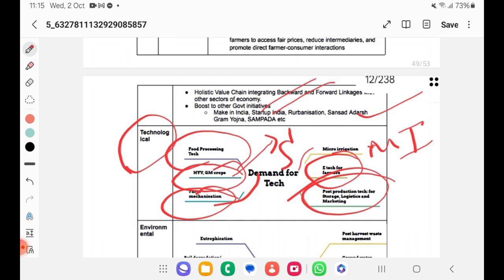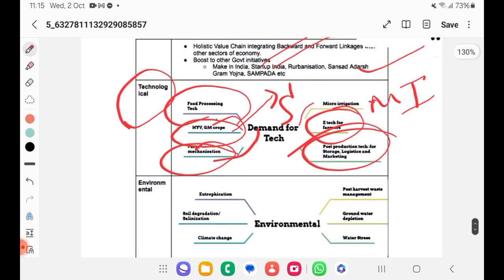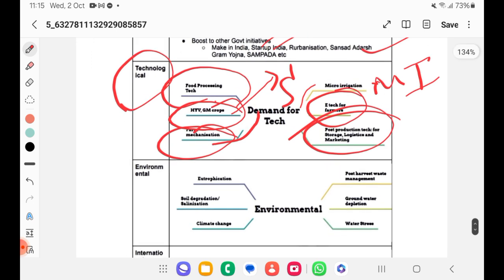If you note here, under inputs, for seed, what we are going for is HYV or GM crops. For water, micro irrigation. For farmers, mechanization. Then post-production, we have storage, transportation and marketing issues. Those things should be addressed. You can also mention some other aspects in technology, using AI, drones, or nanotechnology, etc.